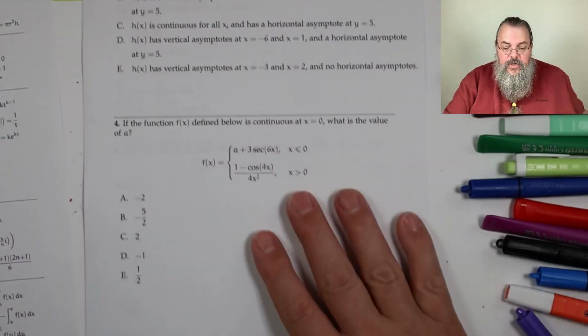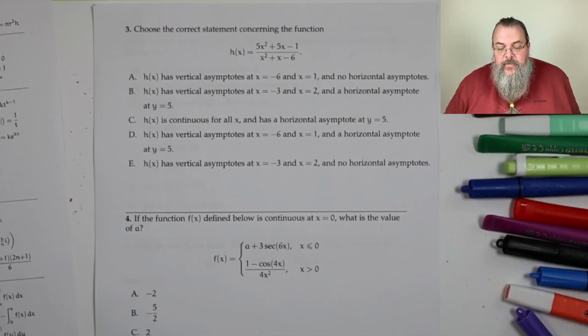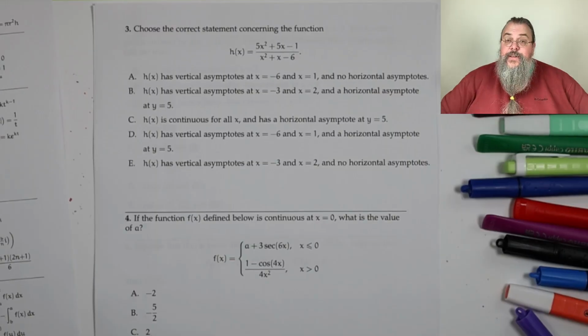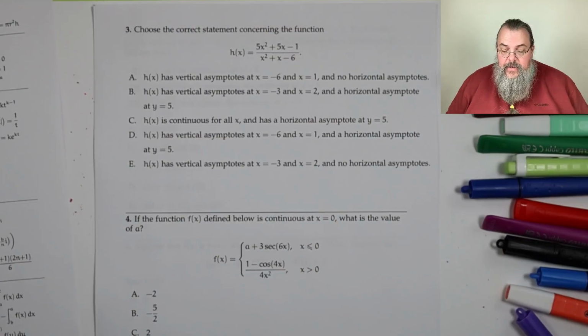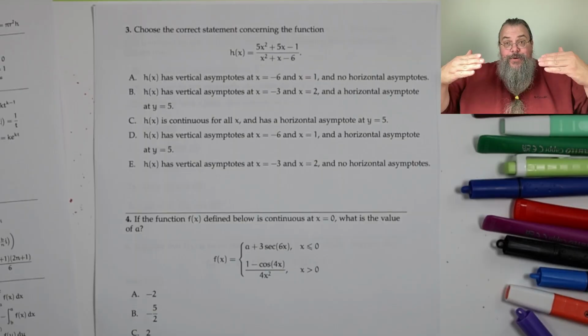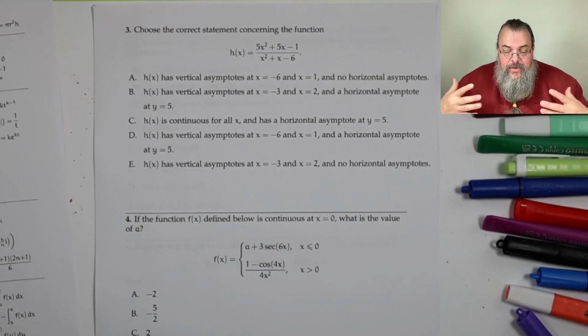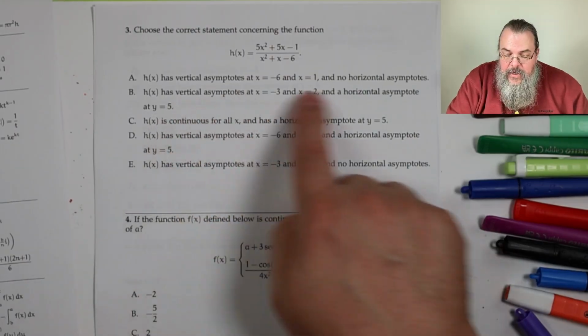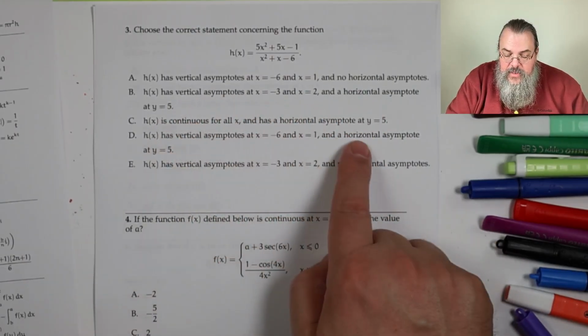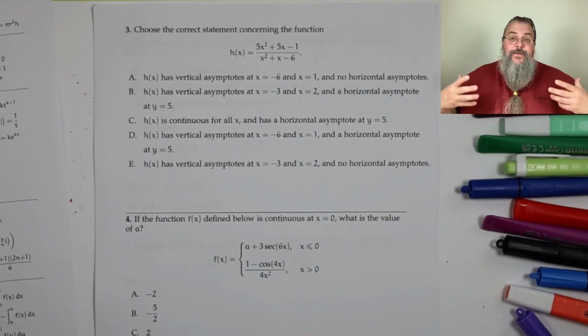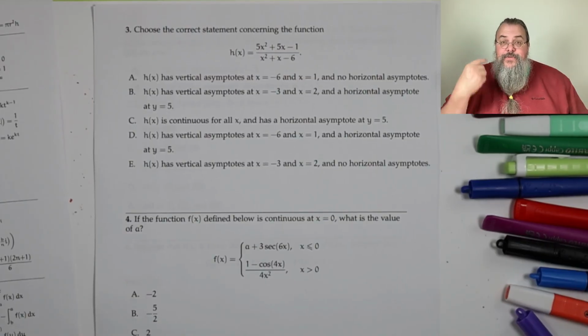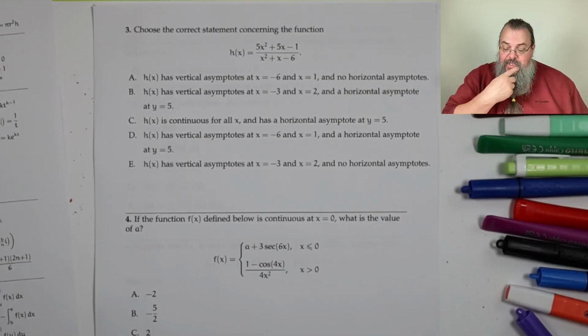All right, so that's number 2. Number 3. Choose the correct statement concerning the function. We have f of x is 5x squared plus 5x minus 1, over x squared plus x minus 6. We look at this and say, okay, this is polynomial over polynomial. Looking ahead, we sort of skim and see things about asymptotes and continuity. Certainly there's a potential for asymptotes. There are two kinds: vertical asymptotes and horizontal asymptotes.